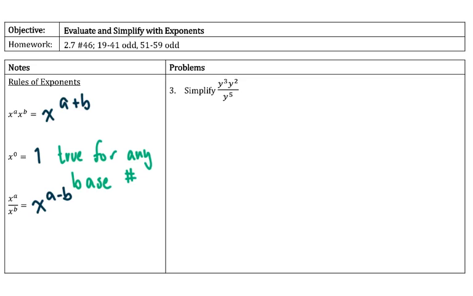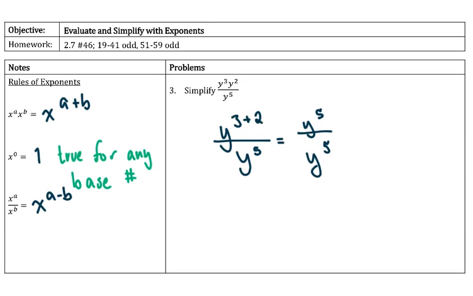So in this case, we have y to the 3rd times y squared over y to the 5th. They have the same base, so we can use our rules. They all have the base y. Now the first thing I'm going to do is simplify the multiplication here. In the numerator, that's y to the 3 plus 2, y to the 5th. And that gives me y to the 5th divided by y to the 5th.